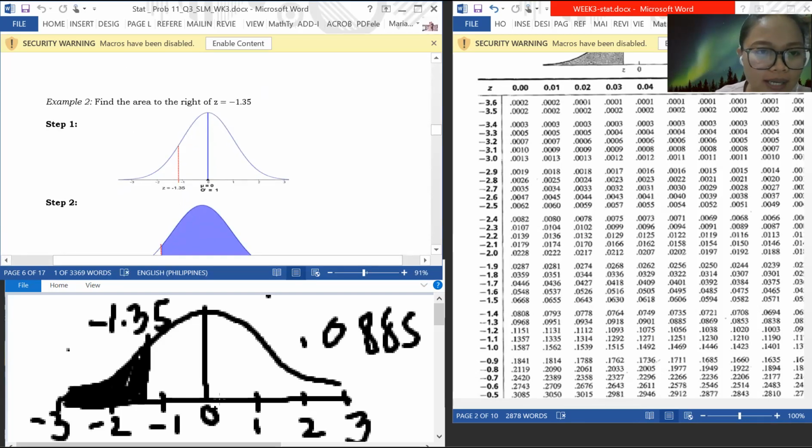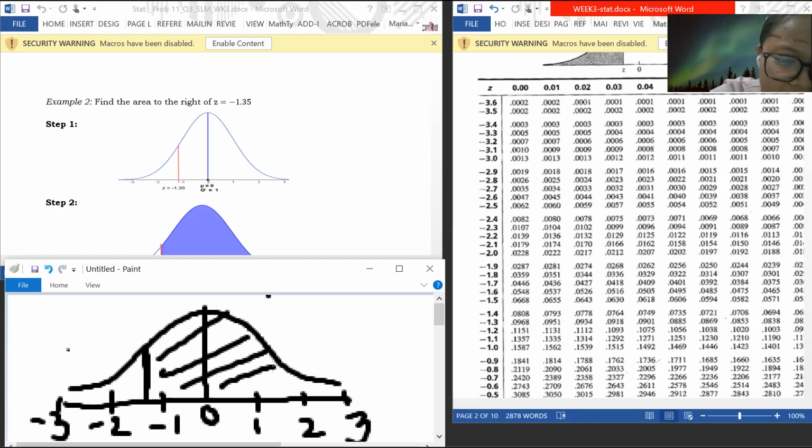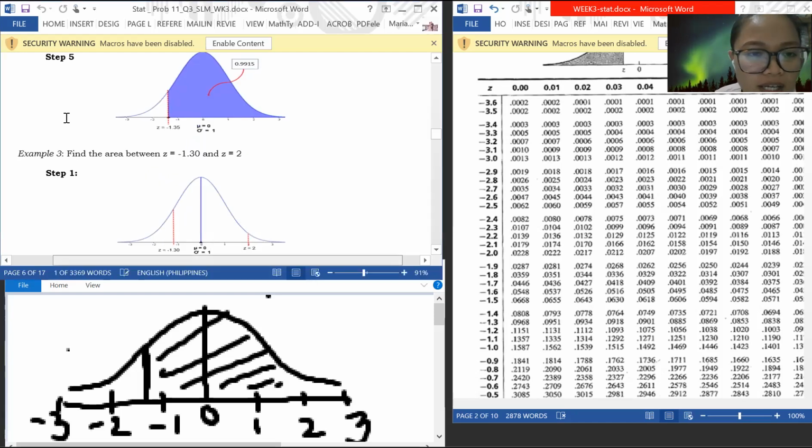Let's have another example. Find the area to the right of negative 1.35. Same as before, draw your bell curve and then find the area to the right of negative 1.35. So it is the same thing here. What we will do is go to the right, above. Going to the right is above; below is left. So this is the shaded region we will find. We will use the same process again.